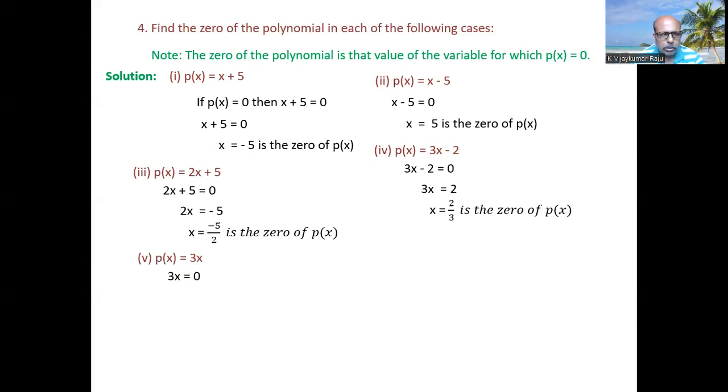Next, 3x. 3x has to be 0. Then you bring this 3 down, it will become 0 upon 3. 0 upon 3 is 0. So that means x has to be 0 for p of x to be 0.